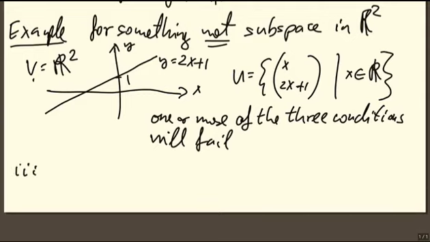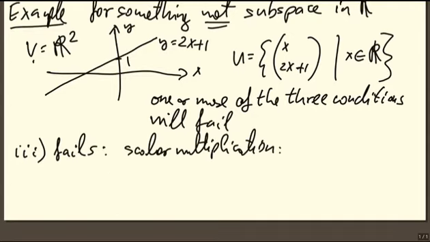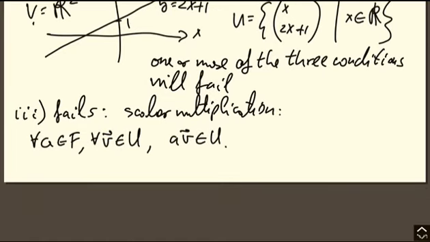So first of all, condition 3 fails, scalar multiplication. The condition was that for all A from the field, for all vectors from the set U, we have that A times V stays in U. So if this fails, that means the negation will be true.